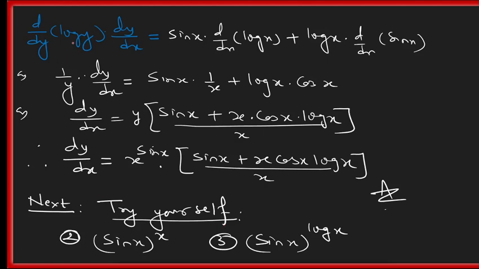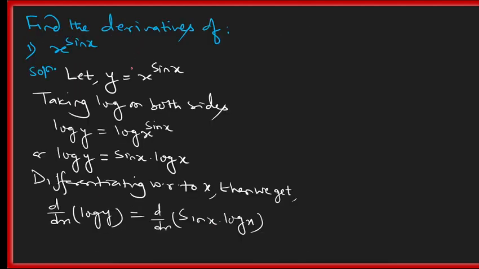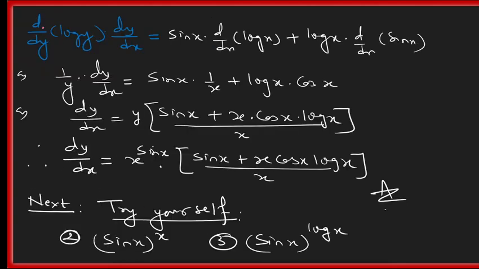Now, log y we cannot directly differentiate with respect to x. That's why we have to find the derivative of log y with respect to y, times dy by dx, and in the second part we have to apply the product rule: first no change, derivative of second, plus second no change, derivative of first. The derivative of log y is 1 by y times dy by dx equals sine x times 1 by x, plus log x times the derivative of sine x, which is cos x.